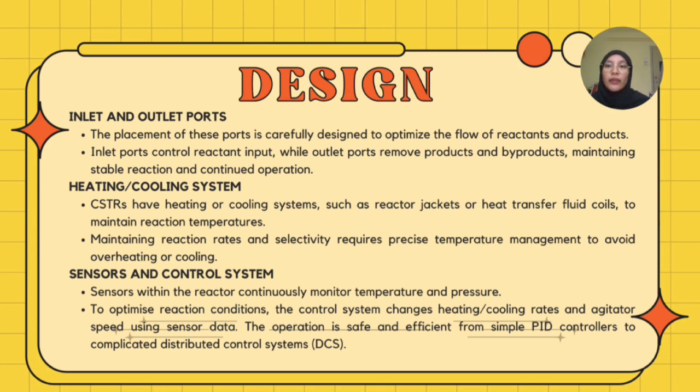Fourth, heating cooling system. To maintain the desired reaction temperature, CSTRs are equipped with heating or cooling systems, which can include jackets surrounding the reactor or internal coils for circulating heat transfer fluids. Precise temperature control is crucial to maintain reaction rates and selectivity, preventing overheating or excessive cooling.